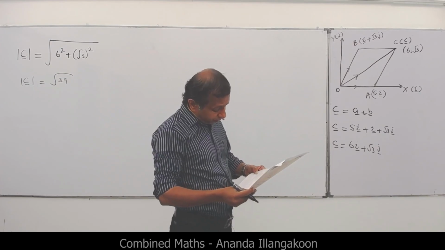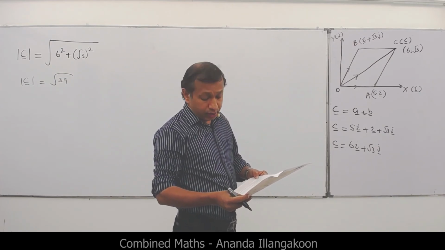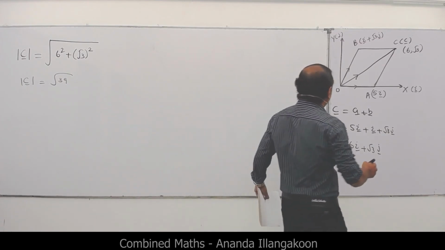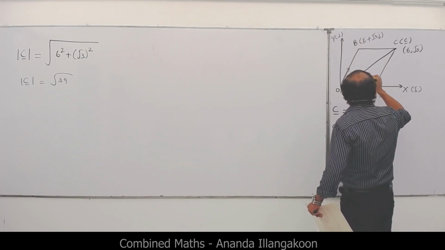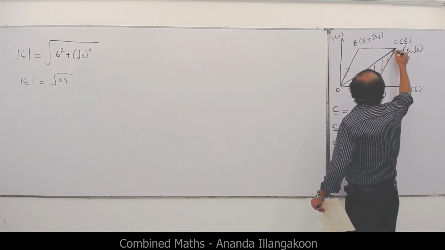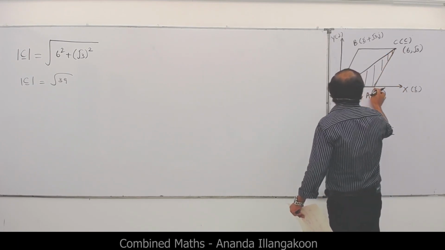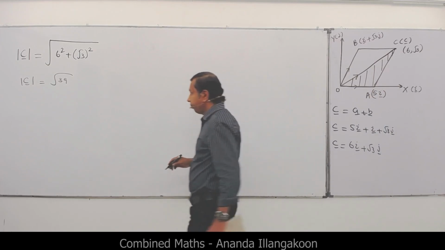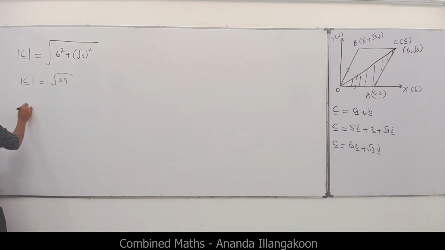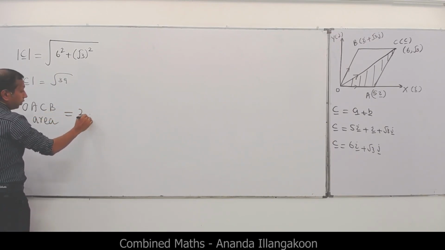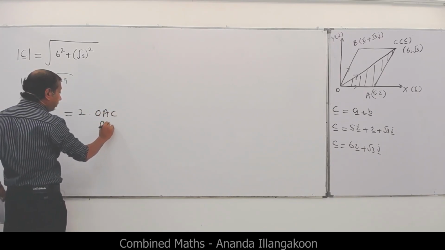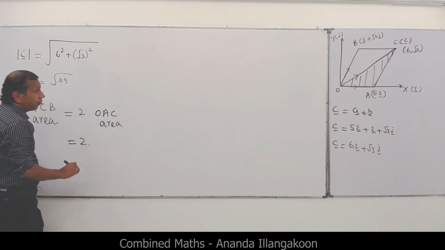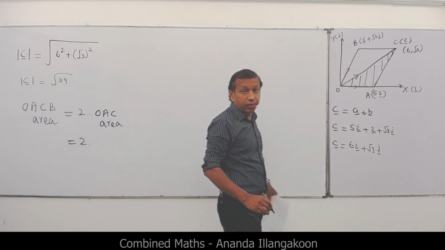Now people, asking what is next. Find the area of the parallelogram OACB. You know this OACB parallelogram, its area you can very clearly see there. OACB parallelogram area is going to be 2 times OAC area. Right? OACB area is equal to 2 times OAC area.